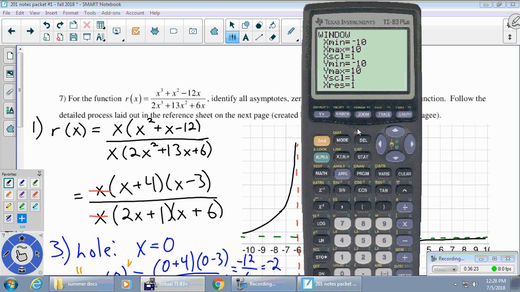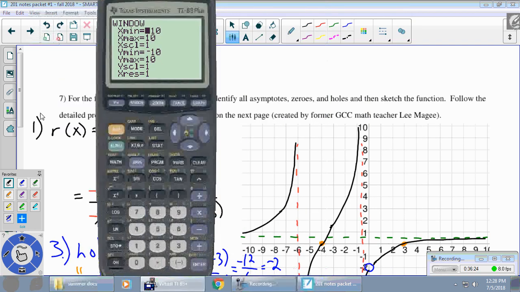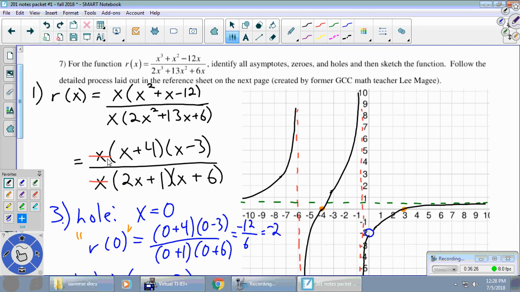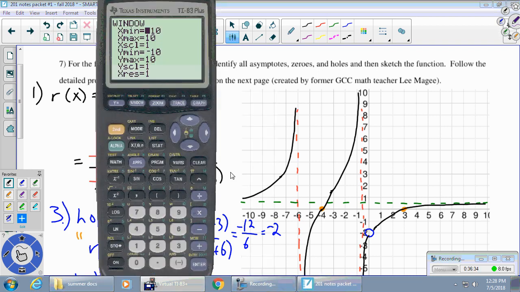I'm not going to do the standard window here. I'm going to do a window that's appropriate for what we discovered. So it looks like there's action here. -10 maybe is okay, but maybe we'll cut it off at like 7 or something like that. So -10 to 7. And then for the y's, definitely got to include this -2. And we should include this positive 1/2 up here. So I don't know, -5 to 5. See how that looks.